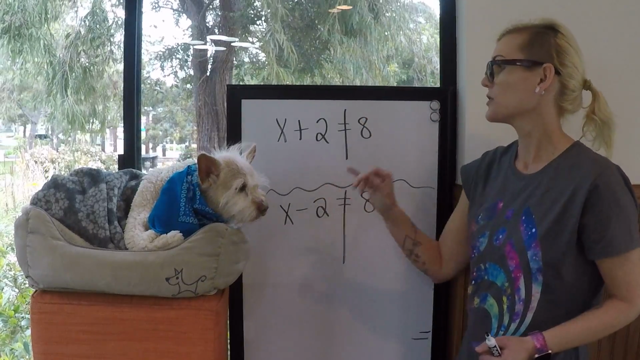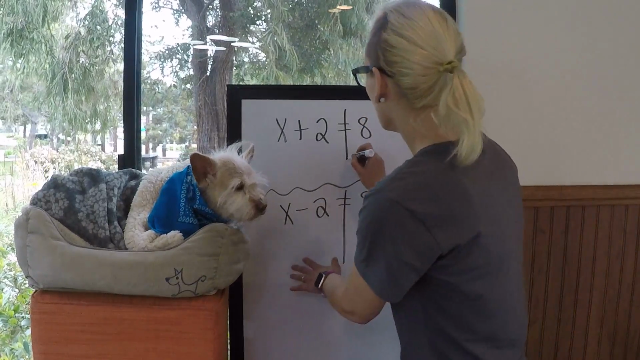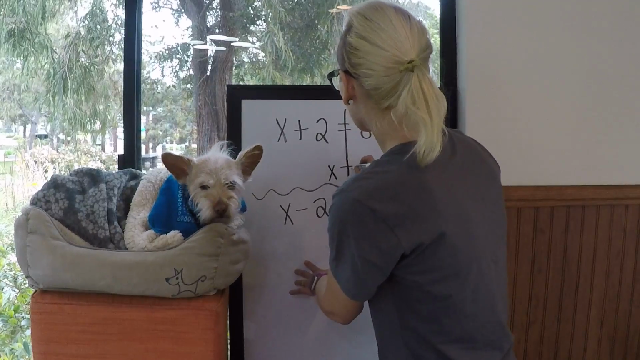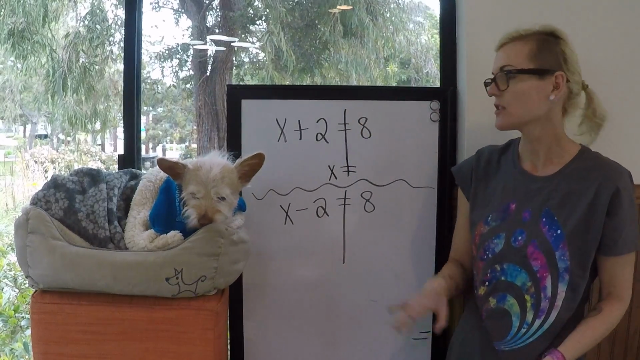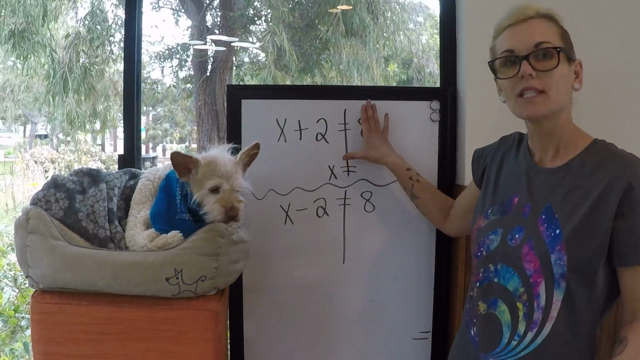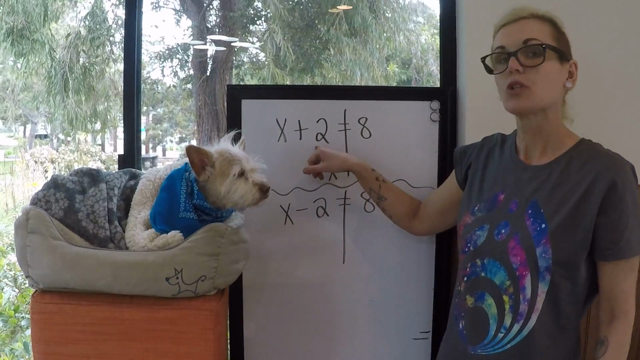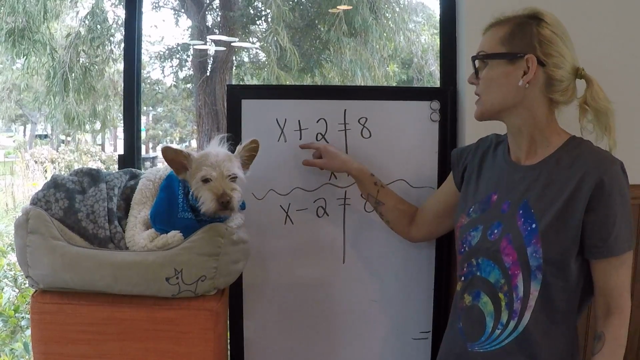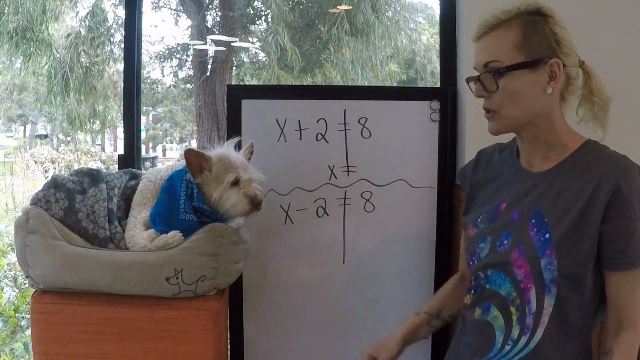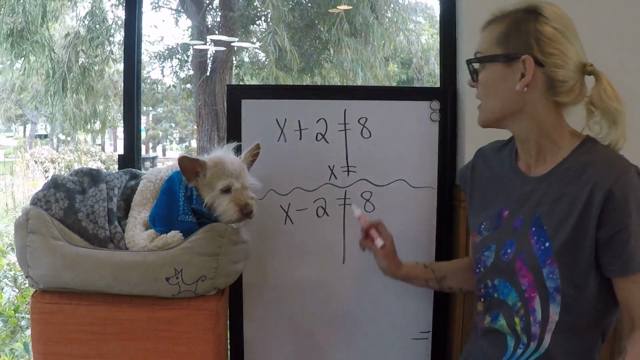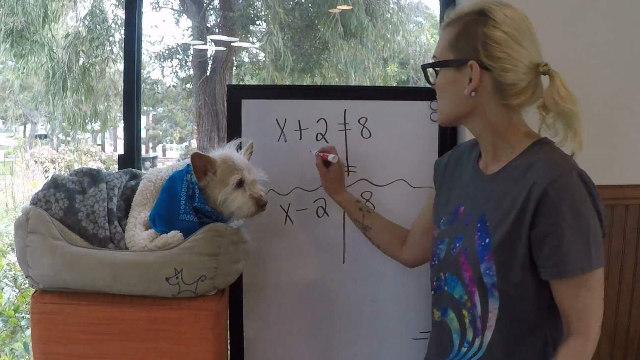In the first problem, my goal is I want x by itself. And I want to look just on this side of the equation. What's standing in the way of that x being by itself? That 2. What's the operation that's happening? I'm adding 2. What's the opposite of adding 2? That's subtracting 2.